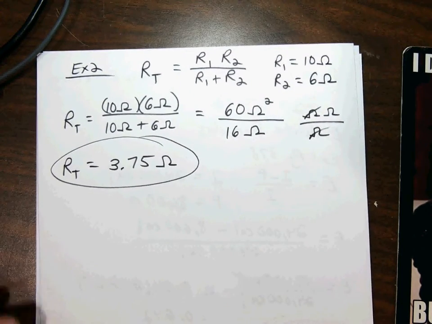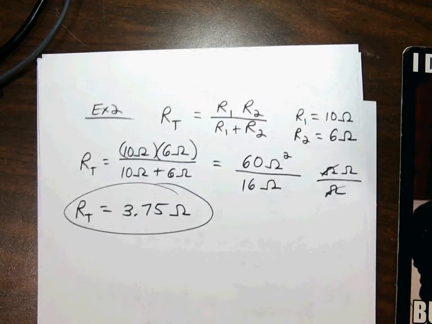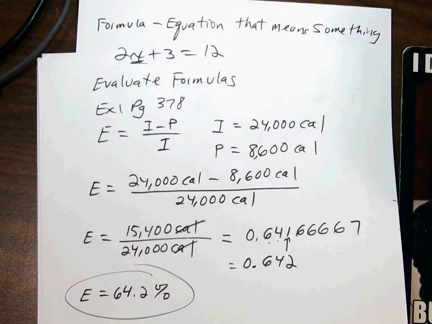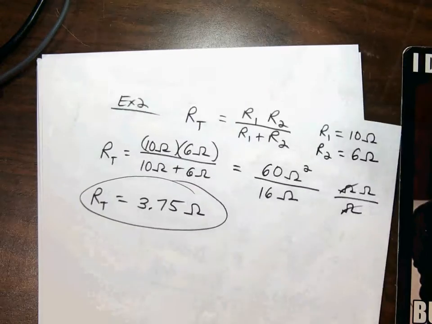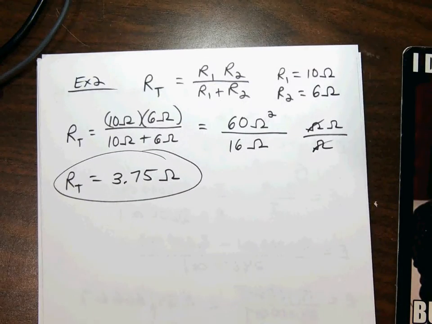If all the units somehow disappeared, I might start questioning my formula and say, wait a minute, I should have an ohm left on the board, and I don't. Previous example, we had no unit left, right? And that made sense there. Efficiency doesn't have a unit. Resistance does. All right. I think we're doing good here.